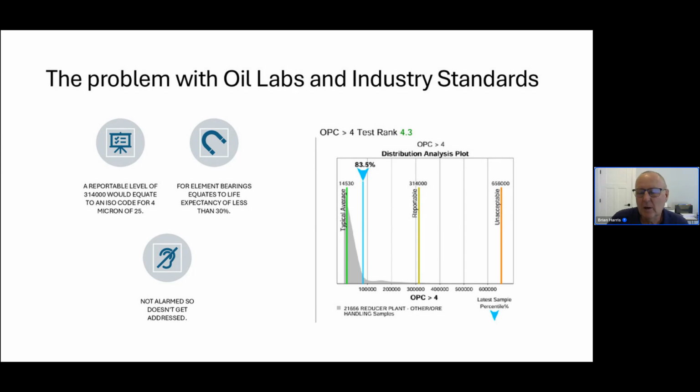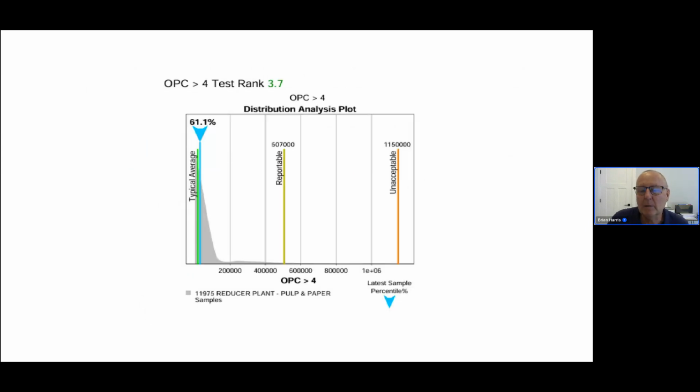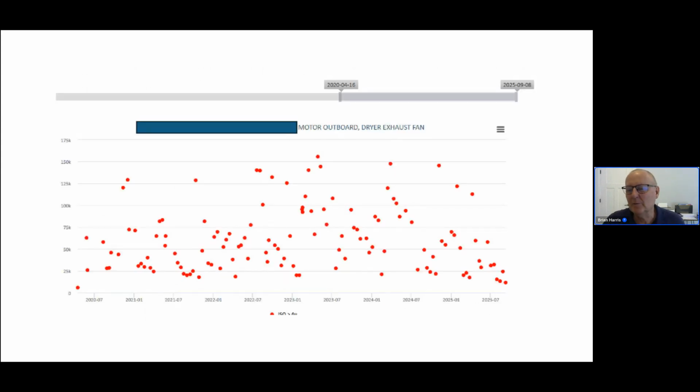So this is ore handling or mine site. This is pulp and paper. Pulp and paper is actually worse than a mine site. That's got a reportable of 507,000 particles. So these industries are accepting the fact that you're only going to get 30% and less life out of the equipment and just move on with life, pull another one out of the warehouse. So not acceptable.